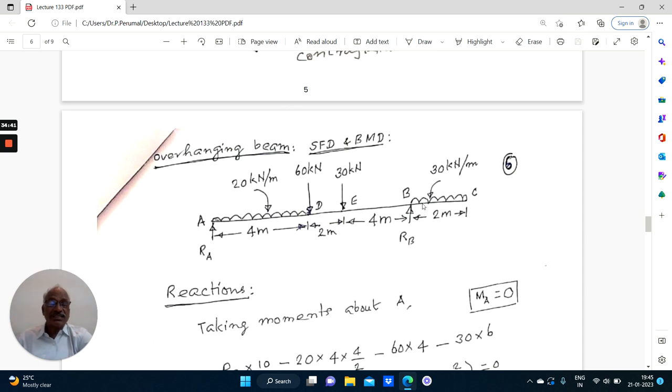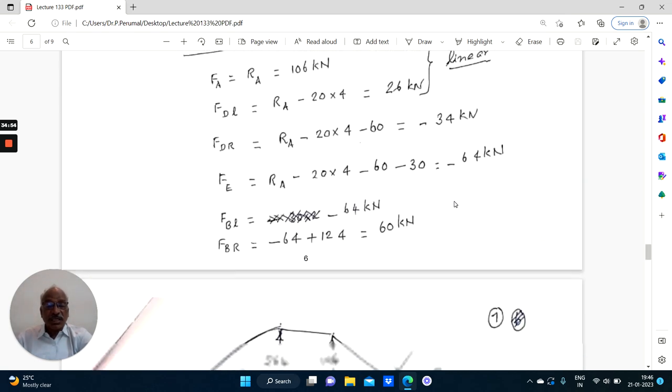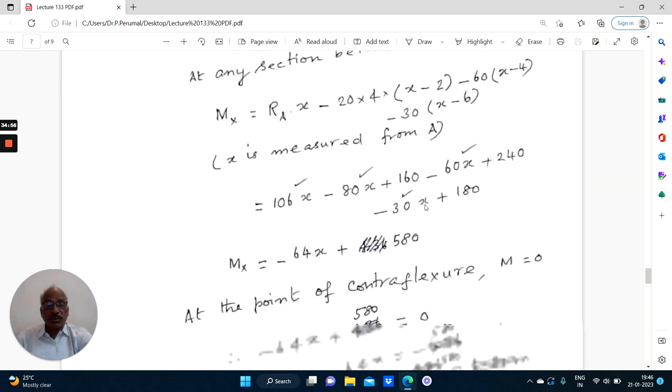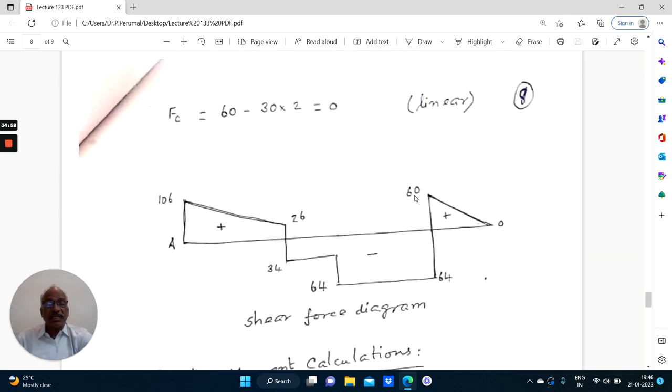So shear force is the algebraic sum of the vertical forces. So just to the right of B, we have 30 into 2. And because it is UDL, we will have linear variation. So 30 into 2, linear variation. Here it is minus 64 up to minus 64 here.